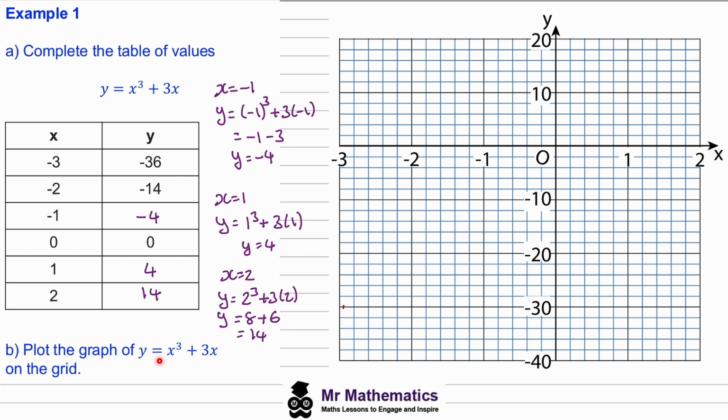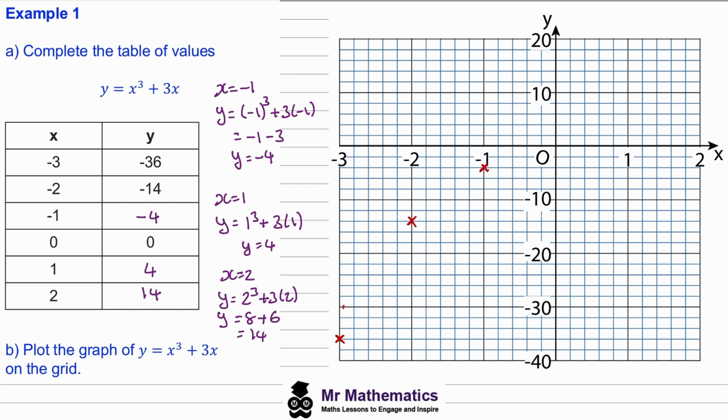Now we need to plot this graph. So we'll begin with each of these points. When x is -3, we've got y is -36. So that will go here. You can see that each division is 2. So -3 and -36. Then we'll have -2 for x and -14 for y. So that'll be here. When x is -1, you can see that y is -4. So that will go here.